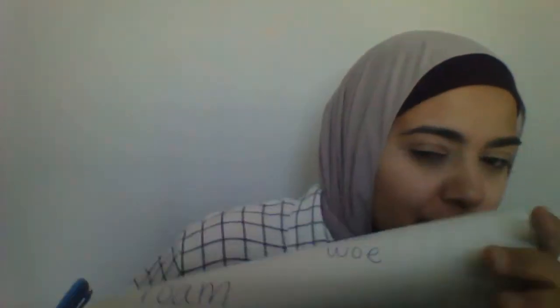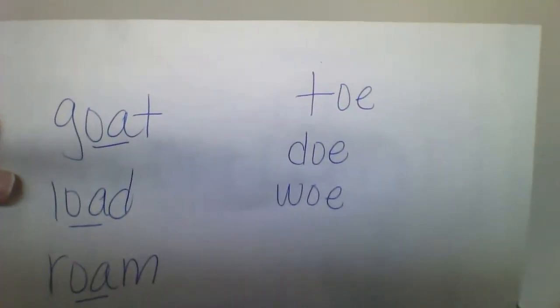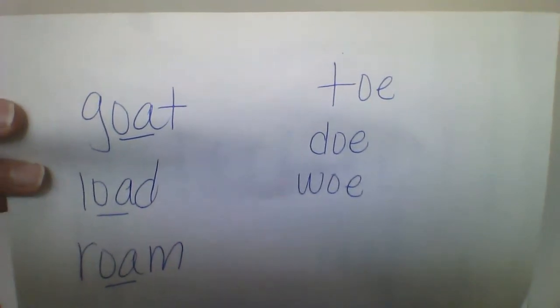There is another digraph that also makes that O sound. Listen to these words. Toe, do, woe. Okay, I'm going to write these words on the board. Look at them and see if you can tell what digraph is making the O sound. So let's look at these words. Toe, do, woe. What is making the O sound?